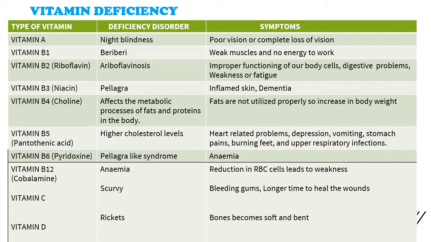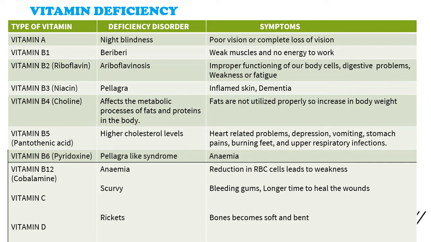Next is vitamin B4. It is choline, which affects the metabolic processes of fats and proteins. So these fats and proteins are not utilized properly. They will be accumulated or deposited more in your body. Accumulation of fats will make you gain more body weight. So you should include choline more in your diet.